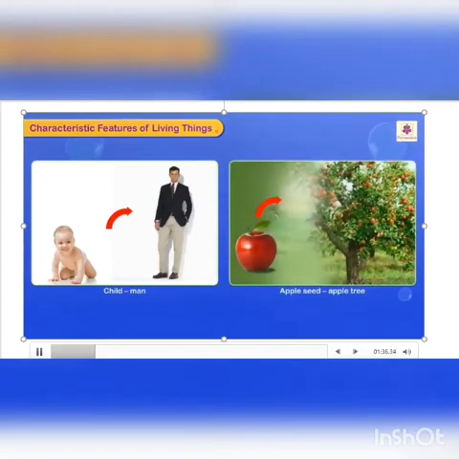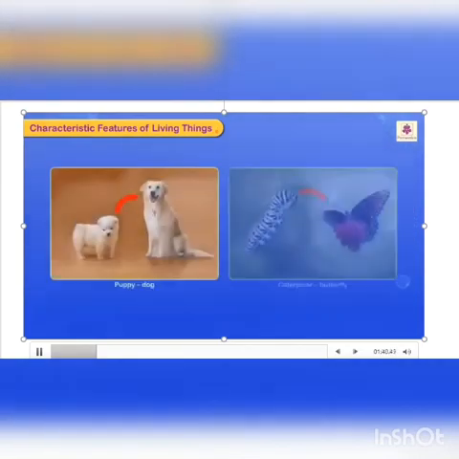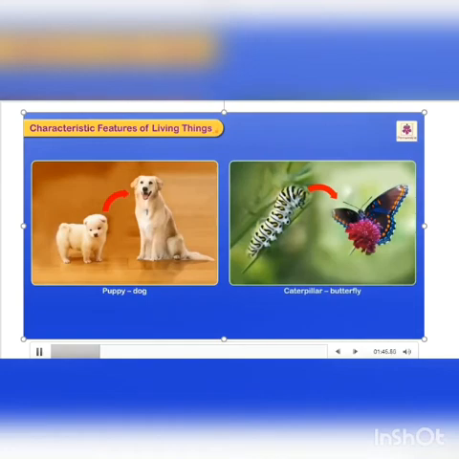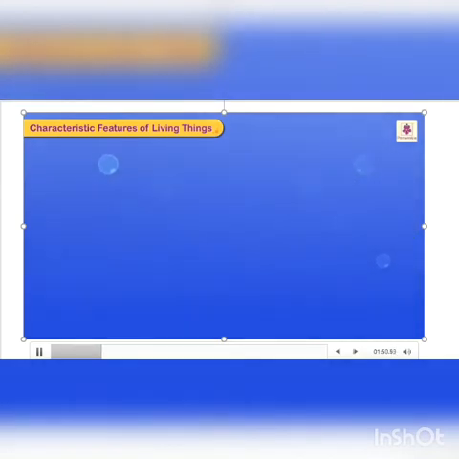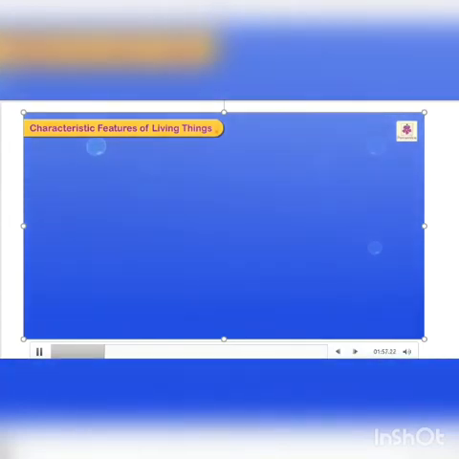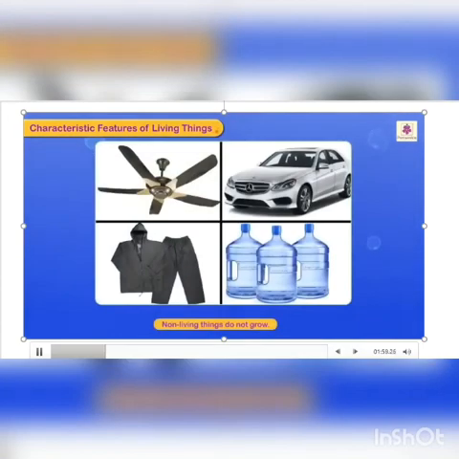An apple tree grows from a seed. A puppy grows up to become a dog. A caterpillar grows up to become a butterfly. If you get hurt, the skin grows back and the wound heals. Non-living things do not grow.